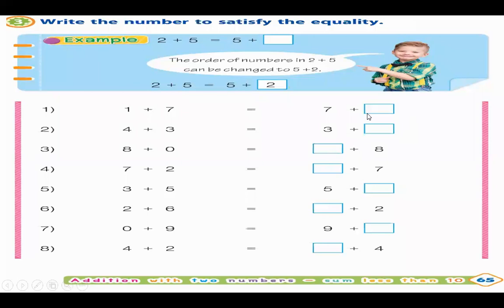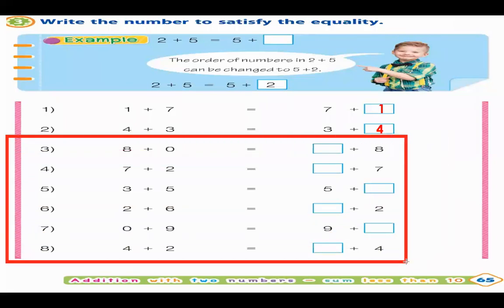Here is another one also. 2 plus 5, 5 plus what? The order of the numbers in 2 plus 5 can be changed to 5 plus 2. For example, 2 plus 5 equals 5 plus 2. Here is an example, number 1. 1 plus 7 equals 7 plus 1. So you are going to switch it. Number 2, 4 plus 3 equals 3 plus 4. Try to answer 3 up until 8, students.